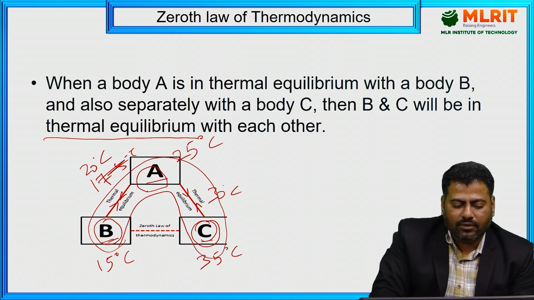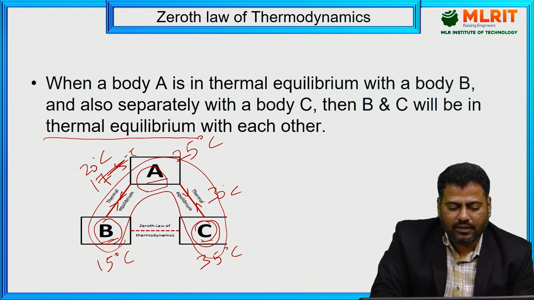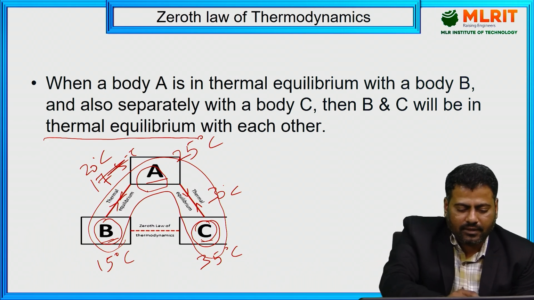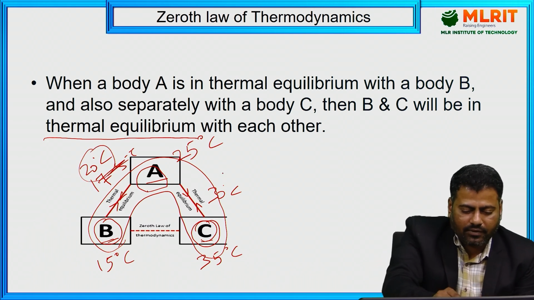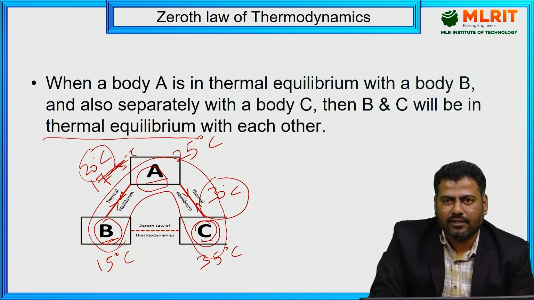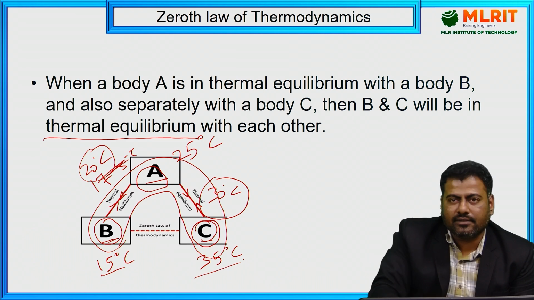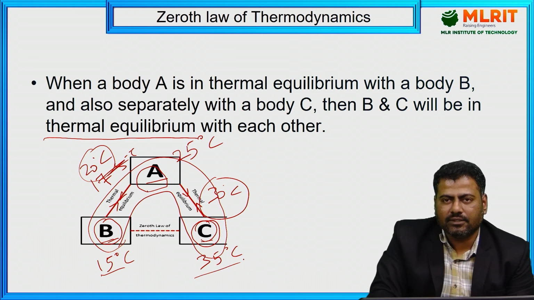But we know that system A is connected with B separately and with C separately. So the thermodynamic equilibrium will not be 20 degrees Celsius or 30 degrees Celsius. We'll get some other temperature, somewhere between 15 degrees Celsius and 35 degrees Celsius. That is what this law of thermodynamics states.